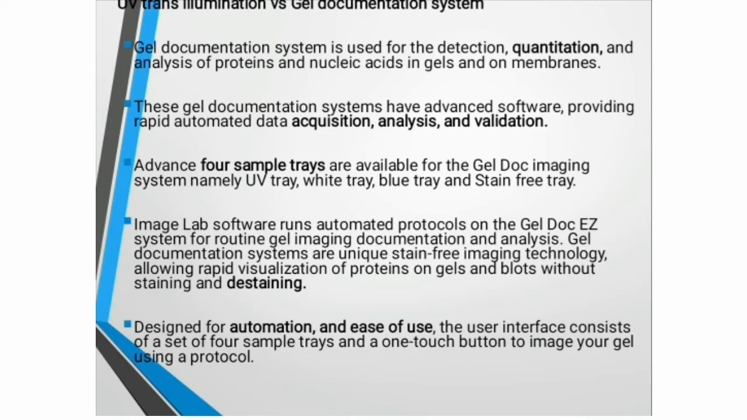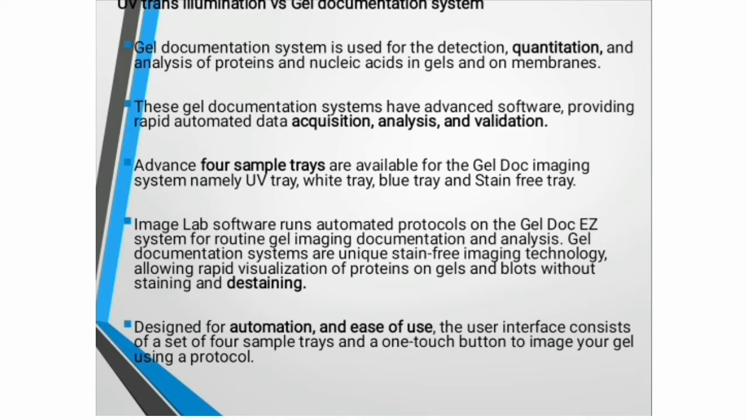GelDoc system is used for determination, quantitation and analysis of proteins and nucleic acids in gels and on membranes. These gel documentation systems have advanced software providing rapid automated data acquisition, analysis and validation. Four sample trays are available for the GelDoc imaging system, namely UV tray, white tray, blue tray and stain-free tray. Image Lab software runs automated protocols on the GelDoc EZ system for routine gel imaging, documentation and analysis.